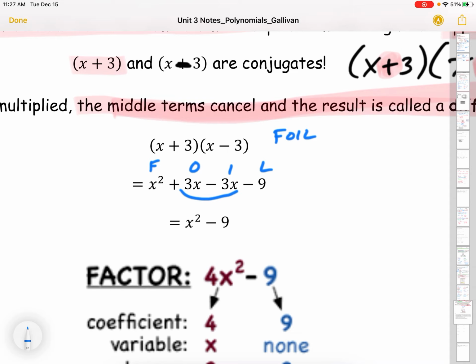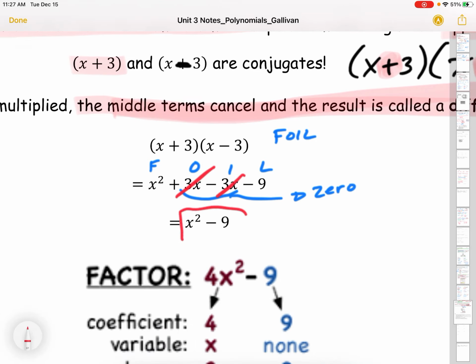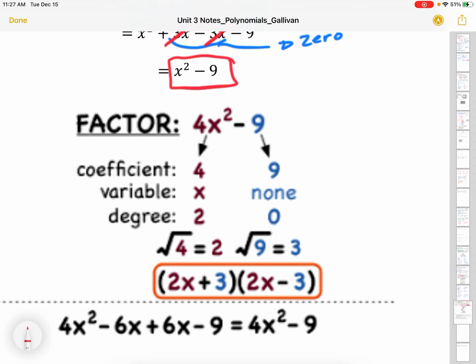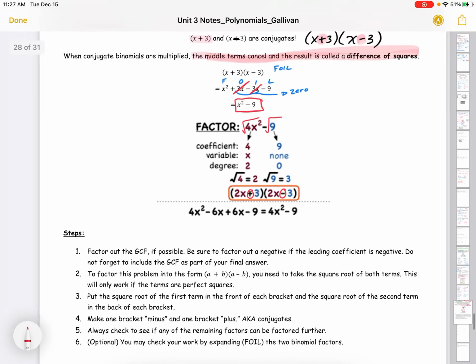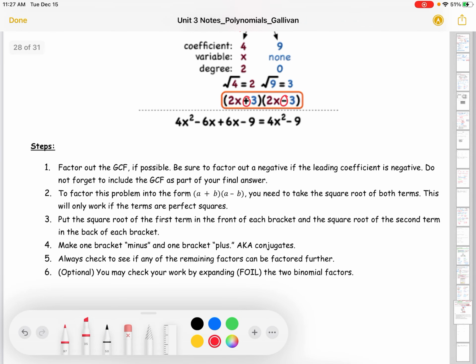In any case, what happens is positive 3x minus 3x equals 0, right? So they cancel each other out, and we're left with this difference of squares. So if you see a binomial where you have a square subtracting a square, all you have to do is take the square root of both terms, and subtract them and add them, okay? We're going to do some practice with this, and of course you can always FOIL to check.